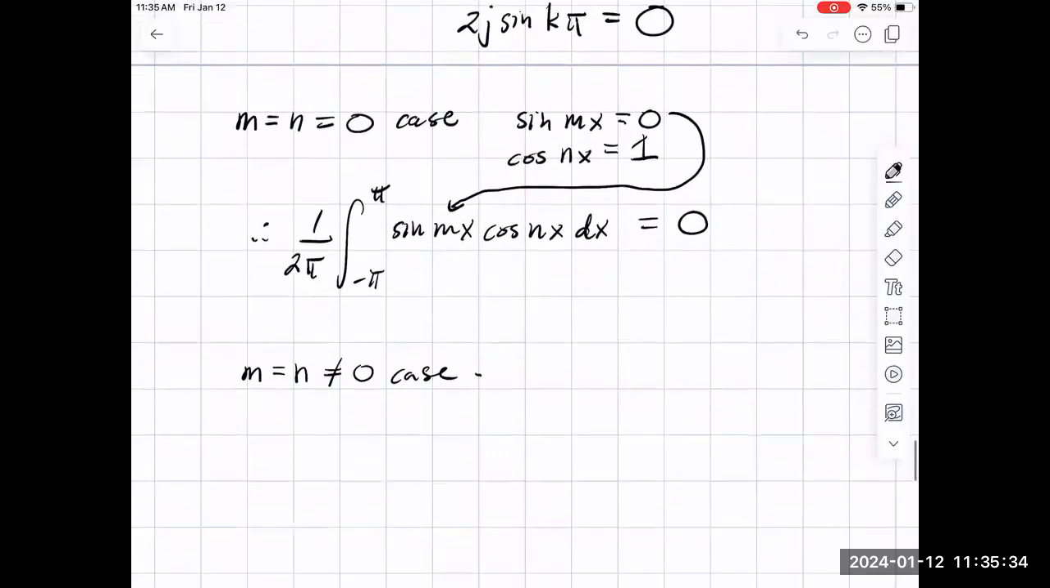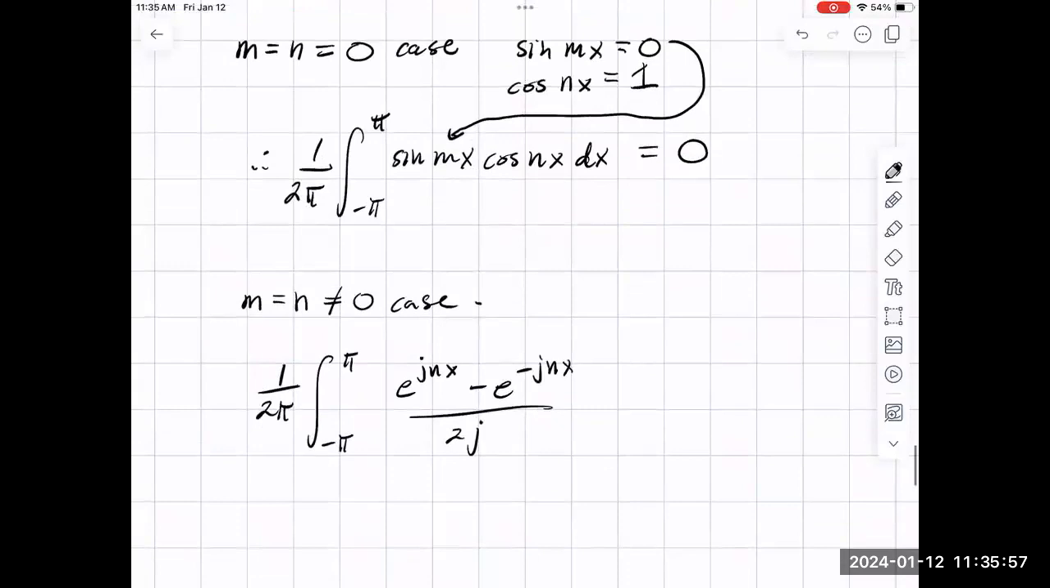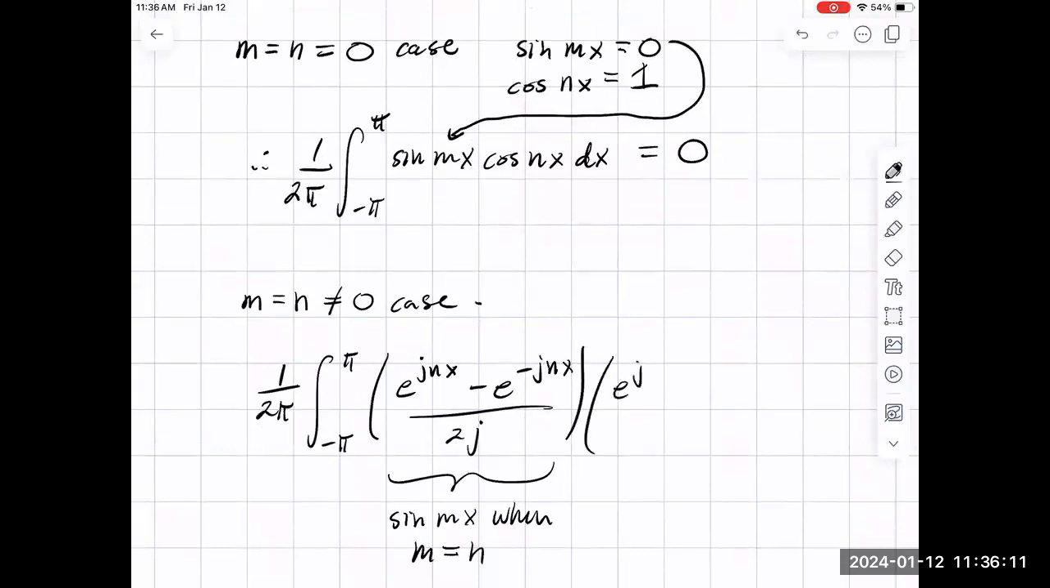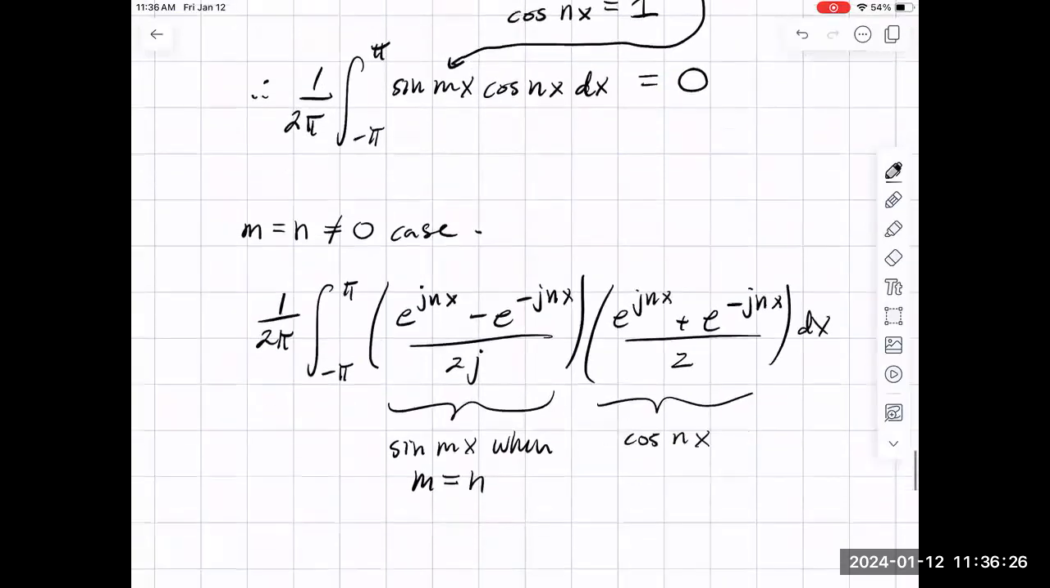Well, let's see. We'd have 1 over 2 pi, the integral from minus pi to pi, and then we would have e to the j nx, let's use n, I guess. We're going to say m is equal to n. Minus e to the minus j nx over 2j. So this is the sine of mx when m is equal to n. Okay, so there's the sine. And now we have to put in the cosine, e to the j nx plus e to the minus j nx over 2, and this is just cos nx.